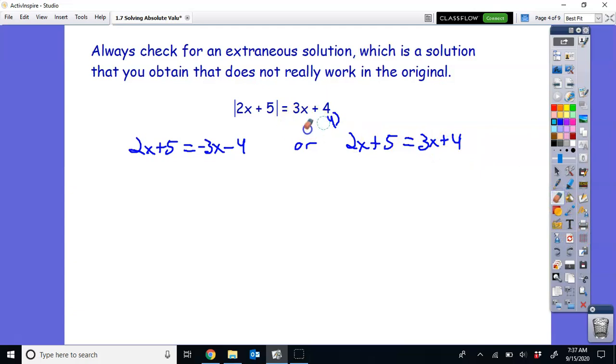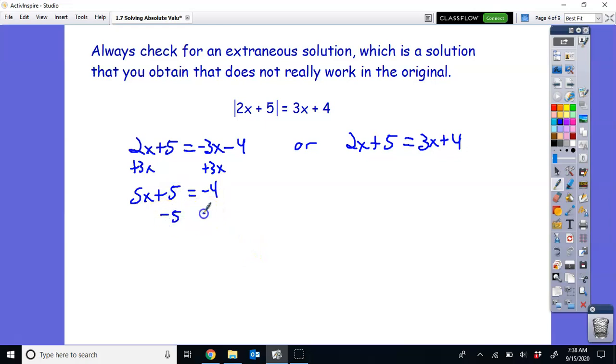So sometimes you'll see those. I probably won't throw one of those at you on the test, but I just do want you to be aware of those. The issue with this particular type is when you solve this, if you add the 3x over here, you get 5x.